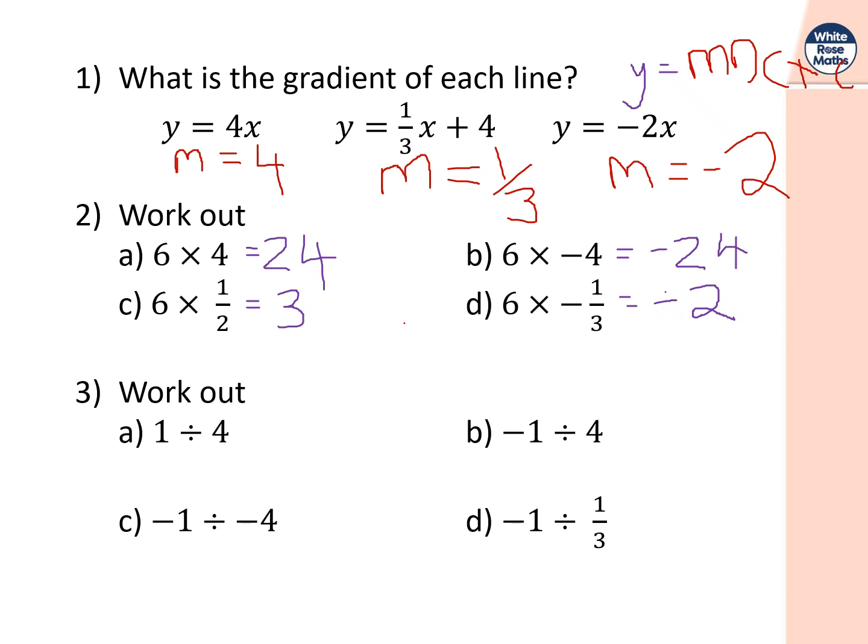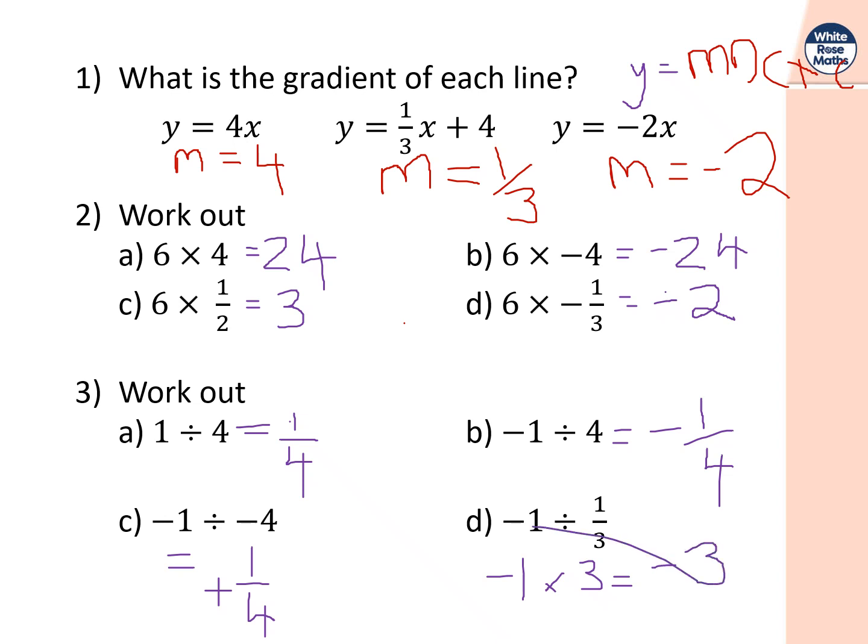Question number 3a, work out 1 divided by 4. That equals 1/4, or 0.25 as a decimal. This next one, -1 divided by 4, I'll write as -1/4, since it wants a fraction where possible. For this one, a negative divided by a negative gives a positive, so the answer is positive 1/4. This next one, dividing by 1/3 is the same as multiplying by 3, or 3/1, so the answer becomes -3.